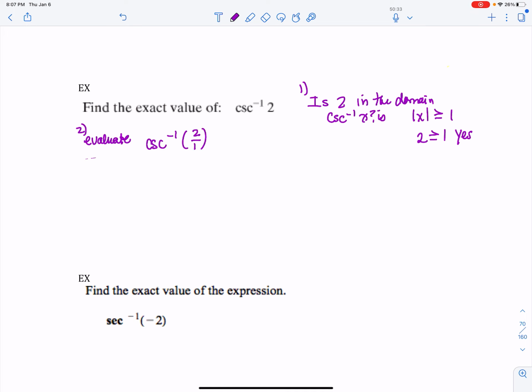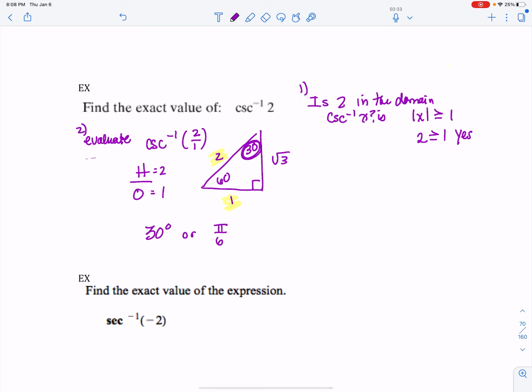So once again, I'm writing this up because I have to rely upon the triangles. Alright, so the triangle is 30, 60, 90. 1, 2, radical 3. I'm going to go ahead and highlight 2 and 1. And remember, cosecant is the reciprocal function of sine. Sine is opposite over hypotenuse, so cosecant is hypotenuse over opposite. Okay, so if we just flip that over. Okay, so the hypotenuse, I want that to be 2, and I want the opposite side to be 1. And the angle that will give me that is 30 degrees. So the answer is 30 degrees or pi over 6.